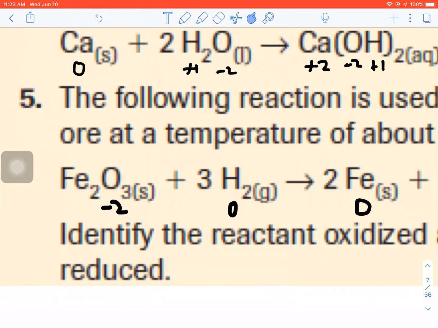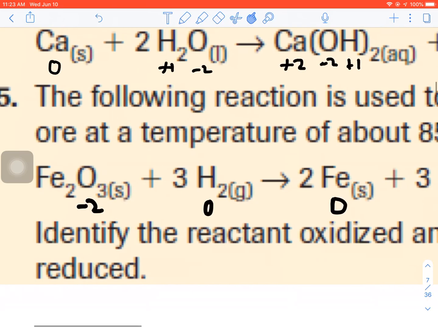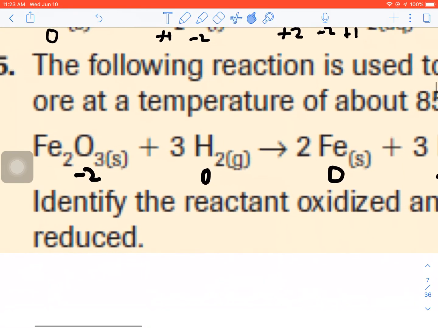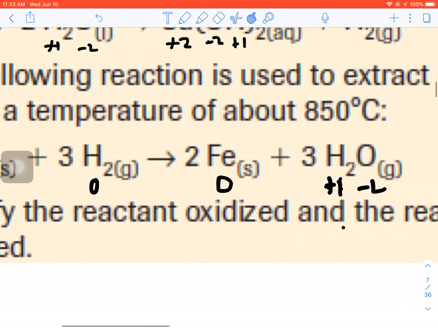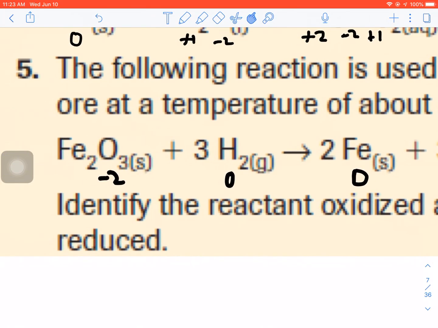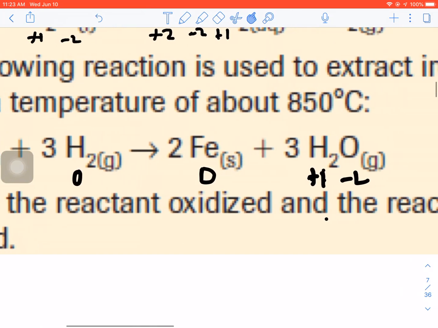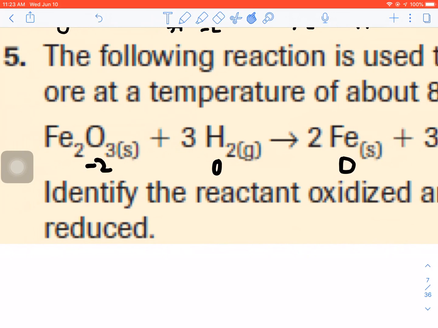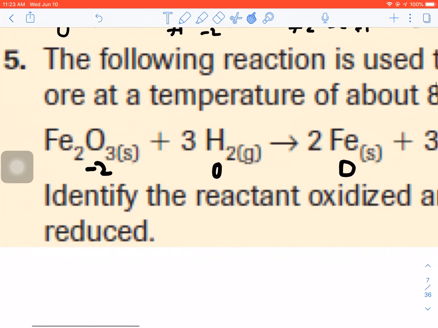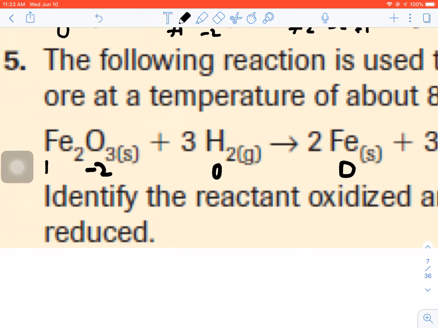If I keep moving down, again, I can see this one is saying identify which reaction is oxidized and which reaction is reduced. So I can see that the hydrogen is going from 0 to +1. The oxygen is not changing, but the iron, notice that it's an ionic compound, so the iron was +3 at the beginning, and it's 0 at the end. So how do I go from +3 to 0? I have to gain 3 electrons.